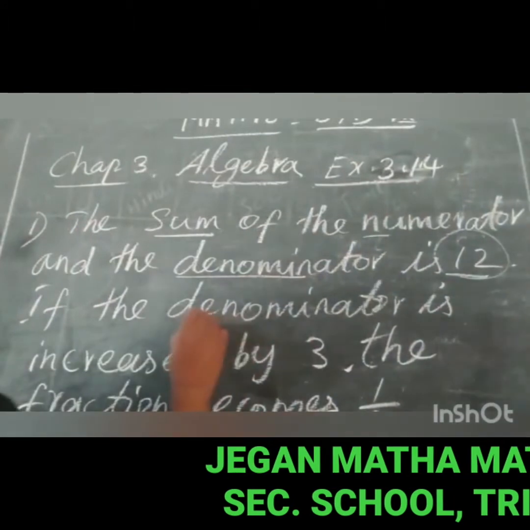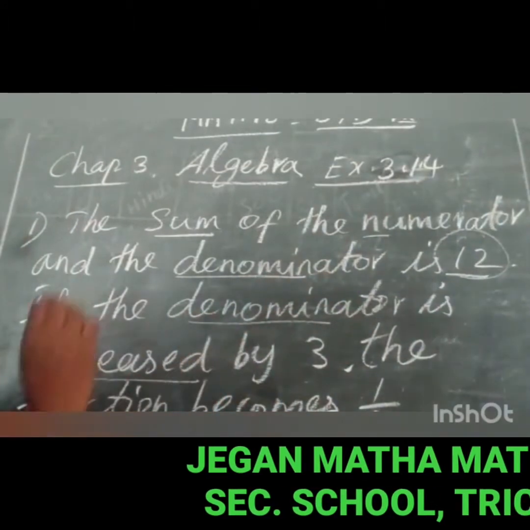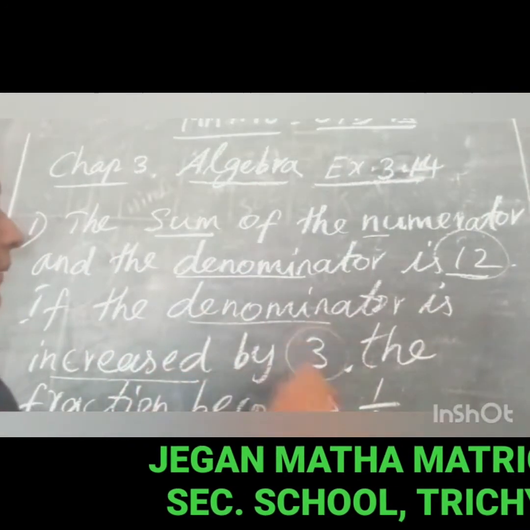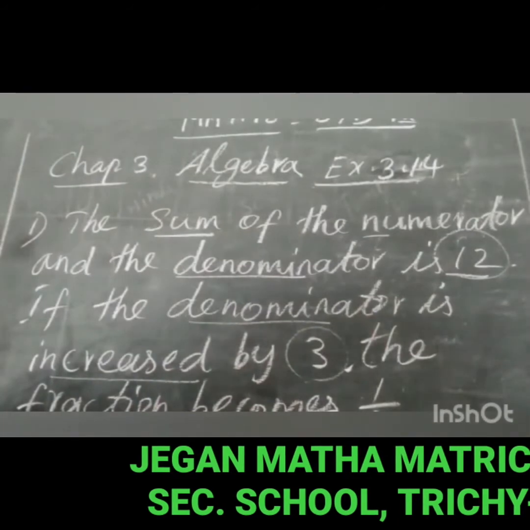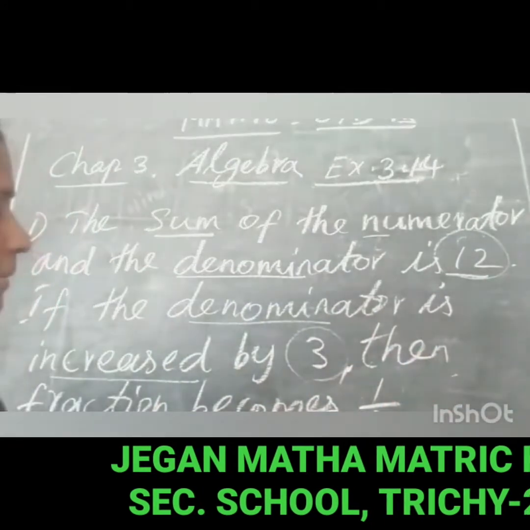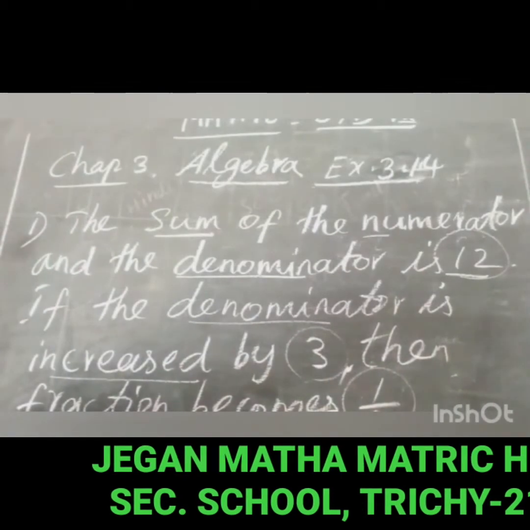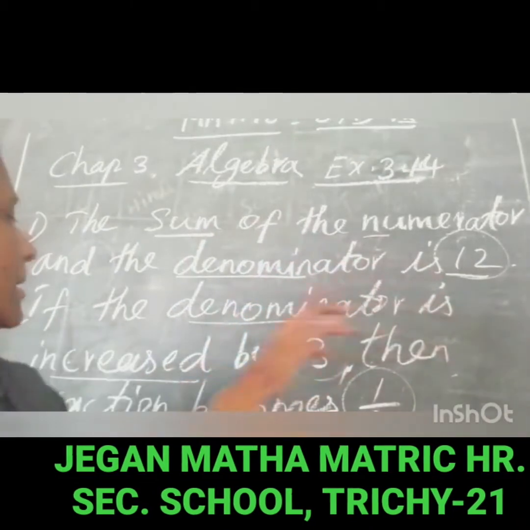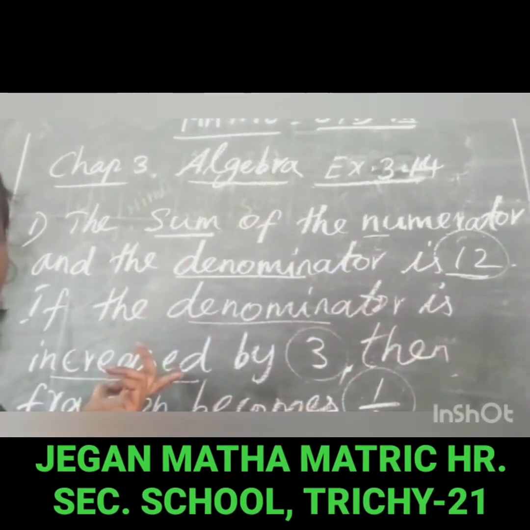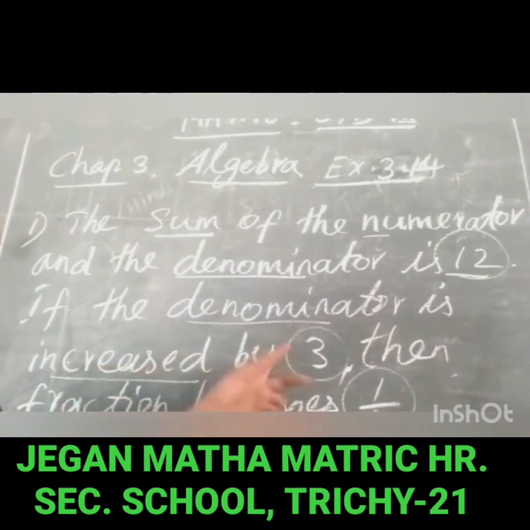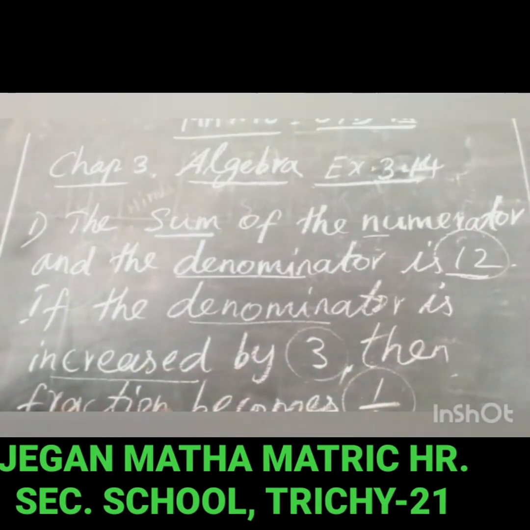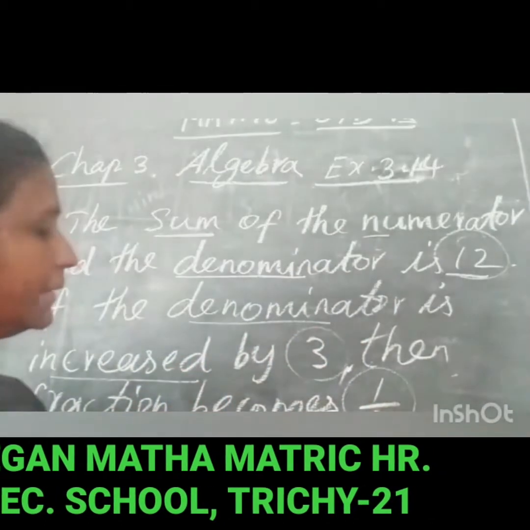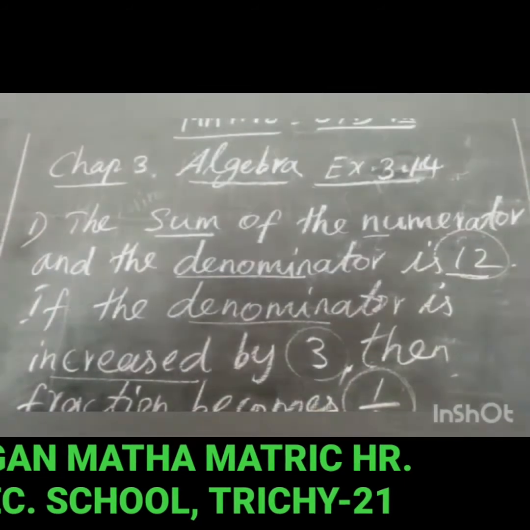If the value of the denominator is increased by 3, then the fraction becomes 1 by 2. That is an extra piece of information given. So first, the sum of the numerator and denominator is 12. If the denominator is increased by 3, then the fraction will be changed. The fraction becomes 1 by 2. That is given in the sum.